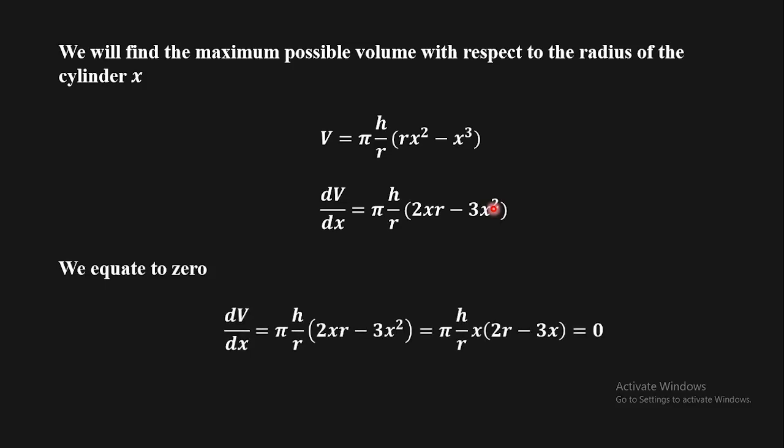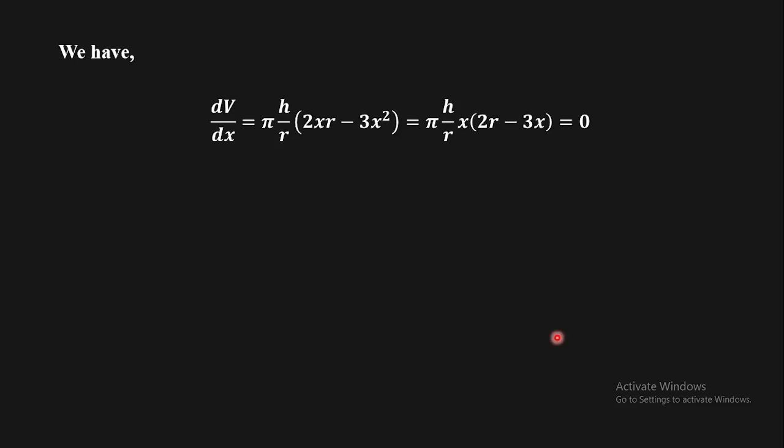So we have dV all over dx is equivalent to pi times h all over r. We factor out x times the quantity of 2r minus 3x. We will see that one root is pi times h all over r times x is equal to 0. So this has no value, so the volume is 0 when this is 0, so this has no meaning. What we can accept is this part, 2r minus 3x is equal to 0, and we'll solve for x, and x is equivalent to 2/3 r, wherein r here is the radius of the right circular cone.